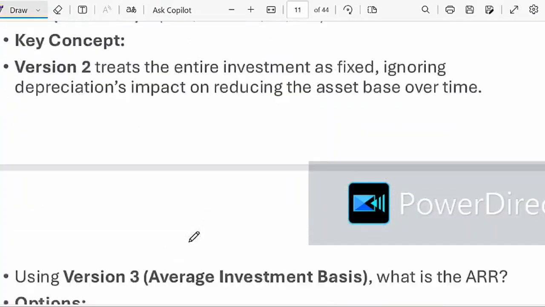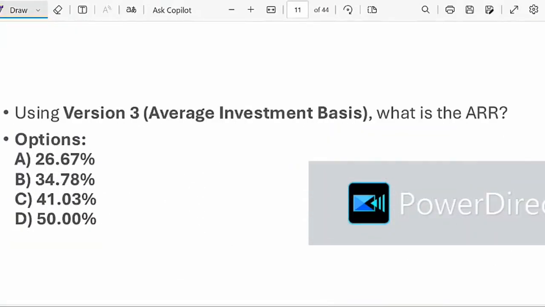Now, friends, let's take the third version. There are three versions of calculating ARR. If you have any doubt, you can ask me, because this is an interactive session. The main benefit of this session is that you can ask your doubts and I will clear them. So now let's look at the third version of the ARR, that is called average investment basis.